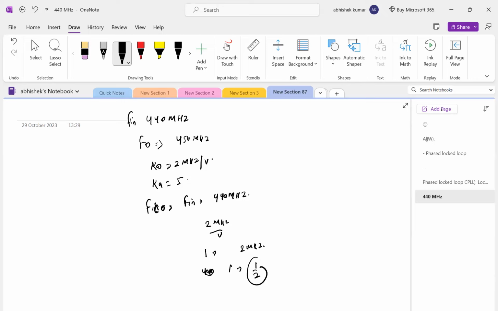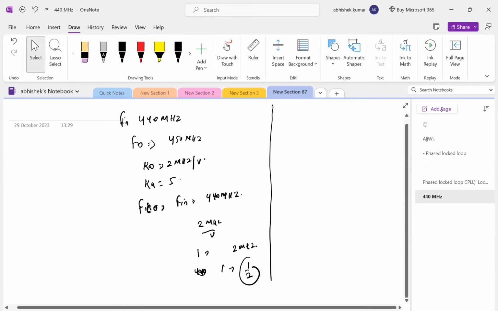Here the control voltage is needed to be 0. Can you tell me why? Because here it is in locked state. Are you getting my point?